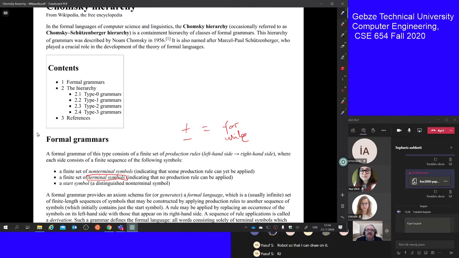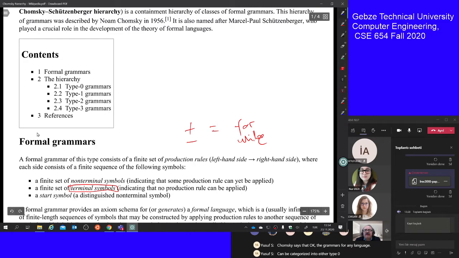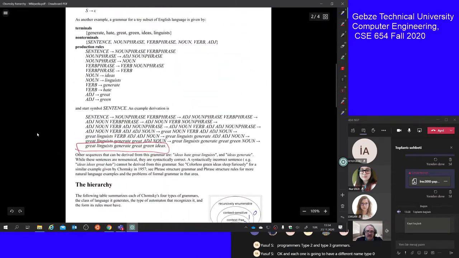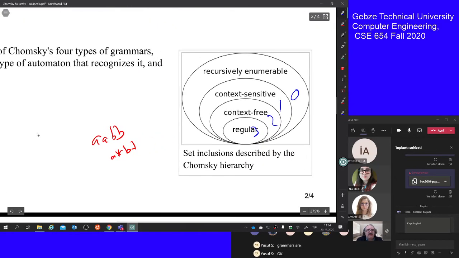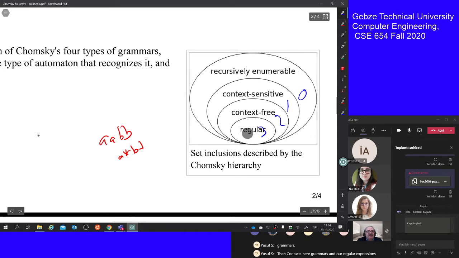Chomsky says that the grammars for any language can be categorized into type 0, type 1, type 2, and type 3 grammars. Each one has a different name. Type 0 grammars are the most general grammars. They can explain anything. Then type 1 grammars are the context-sensitive grammars. Then context-free grammars and regular expressions. Regular expression is the smallest one.